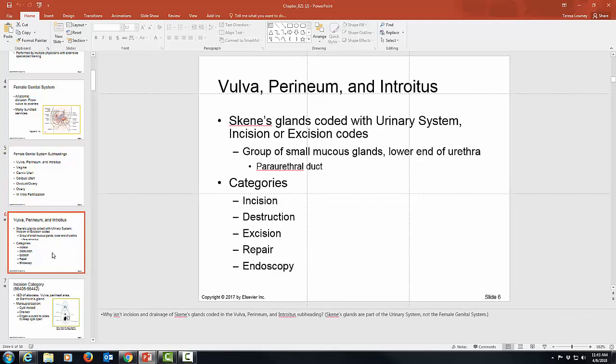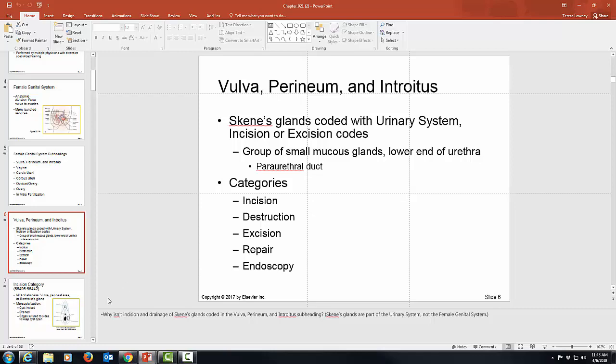Under the vulva, peritoneum, and introitus, the Skene's glands are coded with the urinary system. Remember, we talked about those when we did urinary. All of these things are talking about incision or excision codes, so you need to pay attention to those. What is exactly being done? Under those categories, there's incision, destruction, excision, repair, and endoscopy.